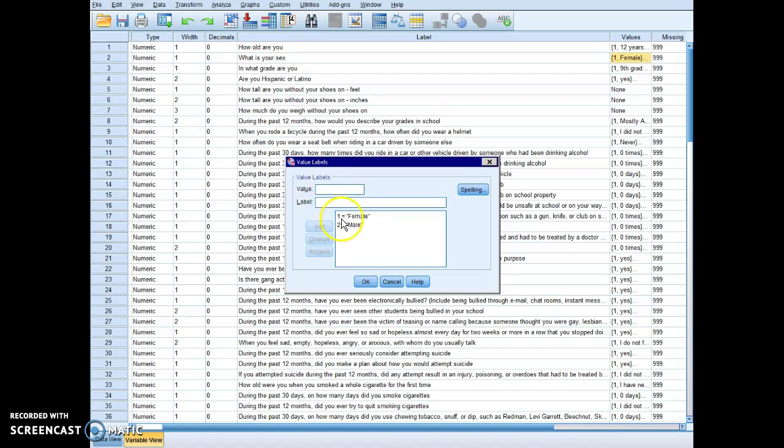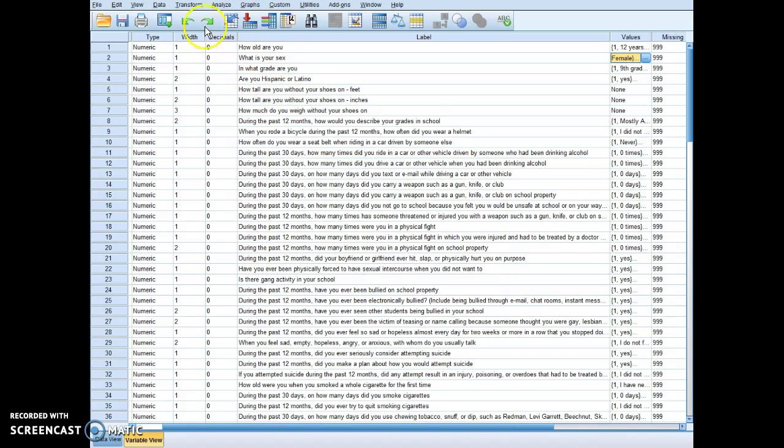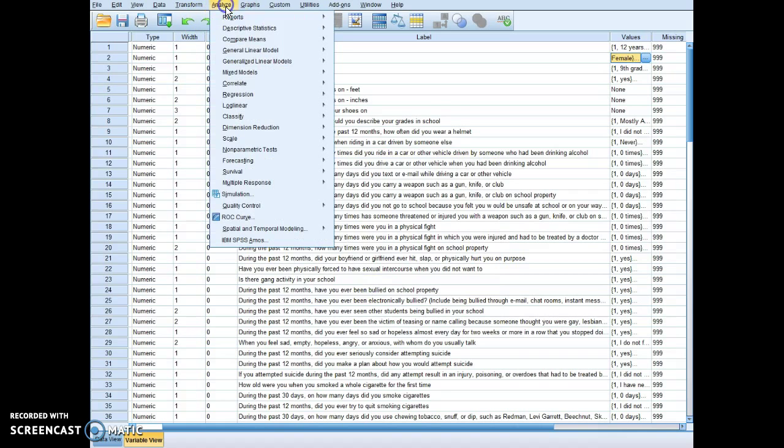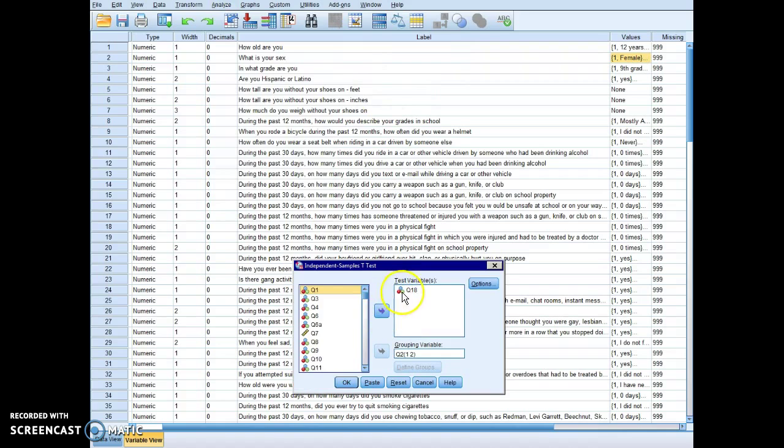Here we can see that 1 is for female and 2 is for male. It is very important that we recognize the coding, because it can be 0 for female and 1 for male. So now that we know it is 1 and 2 for female and male, we can hit OK and run the test. For that, we click Analyze, Compare Means, and Independent Samples t-test.